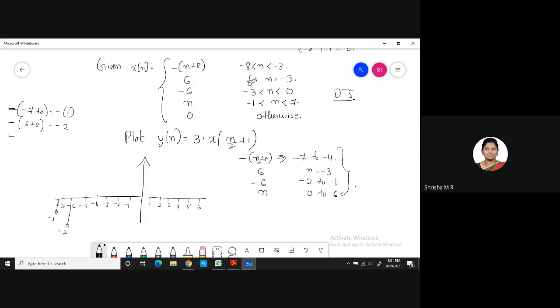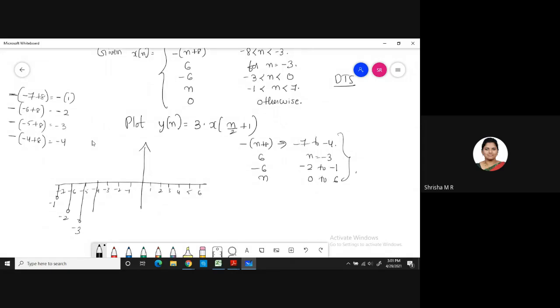Okay, and at minus 5, you have minus of minus 5 plus 8. So we get minus 5 plus 8, you see, what is that? It is 3. Minus of 3 is minus 3, which is equal to minus 3 at minus 5. The amplitude is minus 3. Next, we have minus of minus 4 plus 8, which is equal to minus of plus 4, which is equal to minus 4. At minus 4, the amplitude is also minus 4.